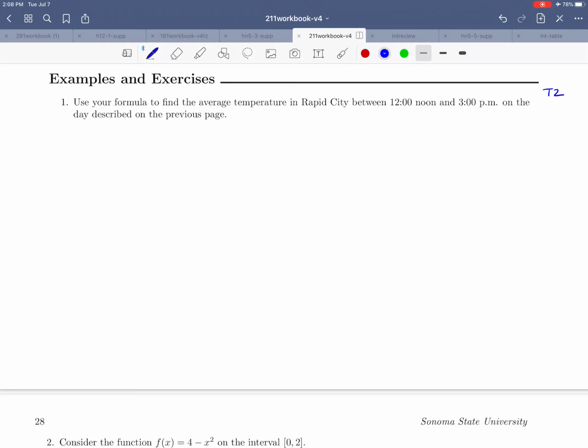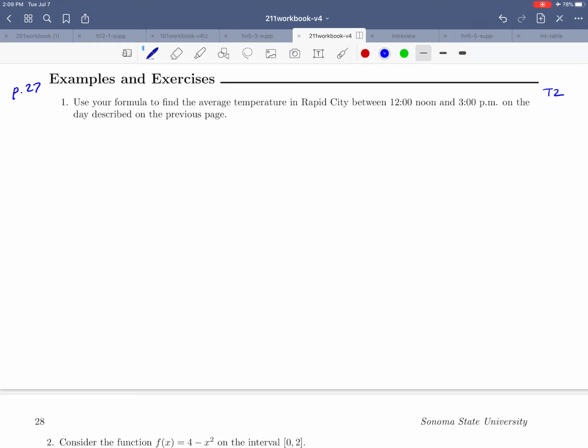Hello everybody and welcome to exercise 1 at the bottom of page 27 in the workbook here. And this is the continuation of the problem that we did at the top of this page. This is asking us to use the formula that we just derived to find the average value of a function, to actually find the average temperature in Rapid City between 12 noon and 3 p.m.